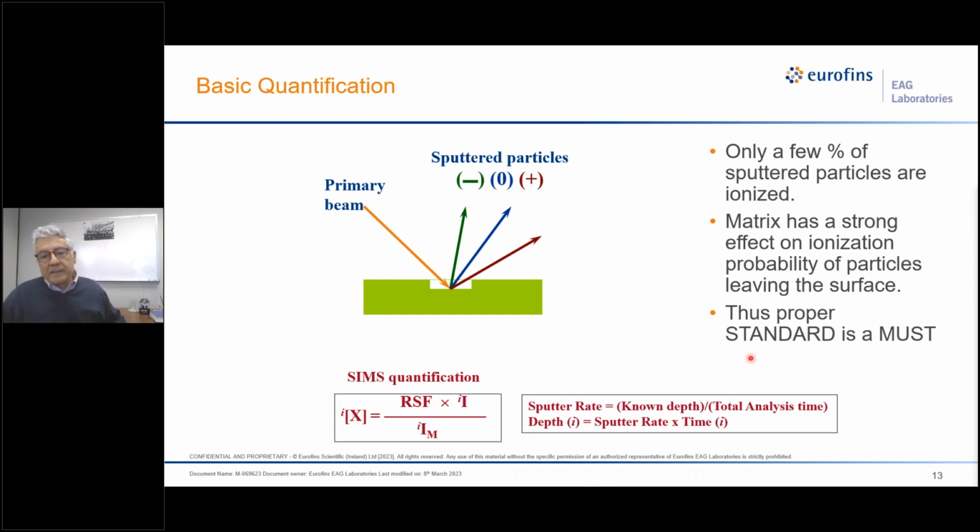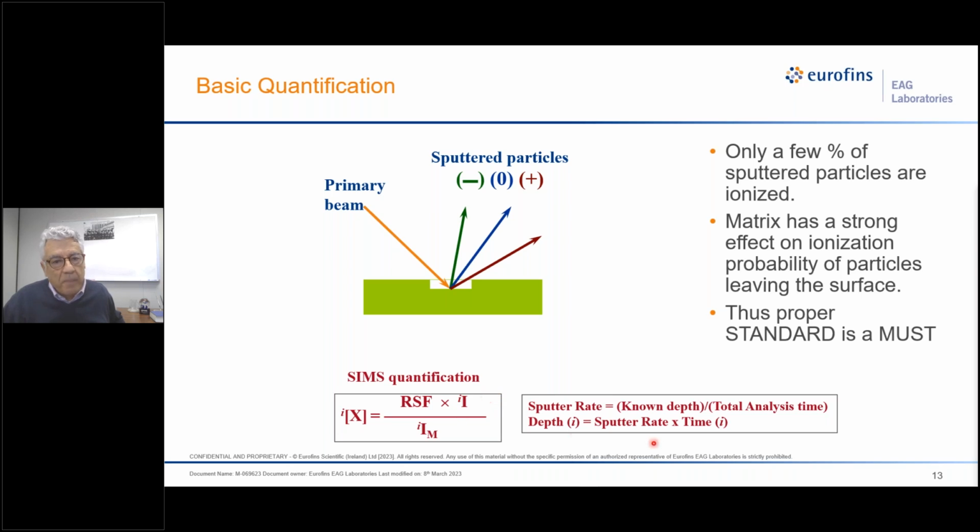Therefore, in SIMS data, if you don't have a proper standard to calibrate the ions that are coming off, you may end up with a very deceptive result. But once you have the standard, it allows you to calculate the sensitivity factor of a species of interest. With this very simple formula, you calculate the composition of the material at a given data point i.